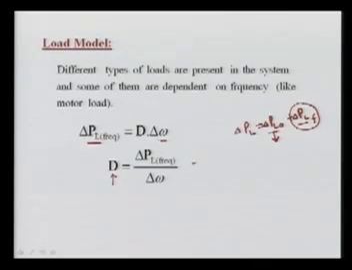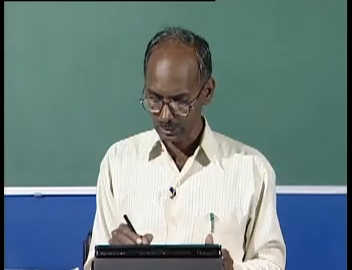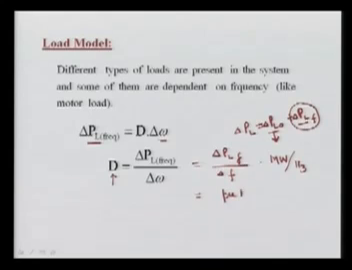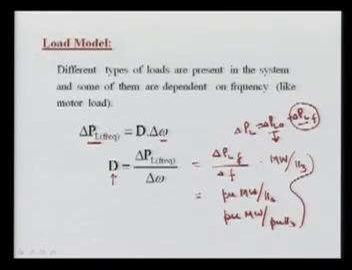If you are writing in per unit, we can write D as the change in PL, the frequency dependent component, divided by the change in frequency. The unit of D is megawatt, that is power, divided by hertz. Again, in per unit, we can write per unit megawatt divided by hertz, or per unit megawatt over per unit hertz. So these three units are very widely used for D.